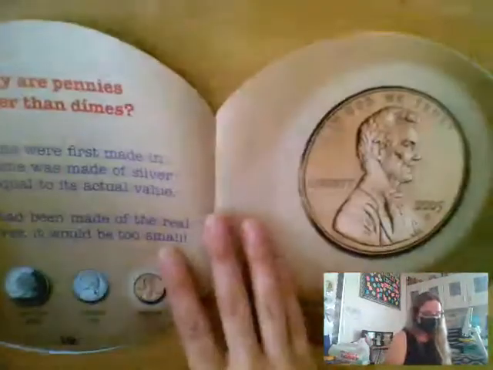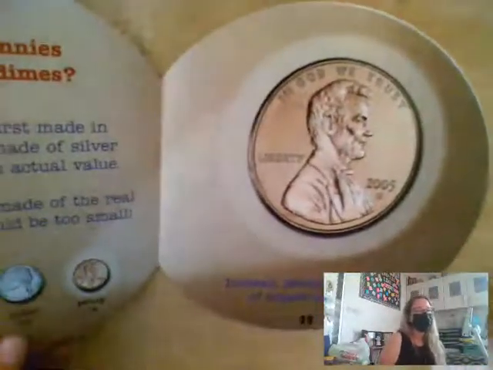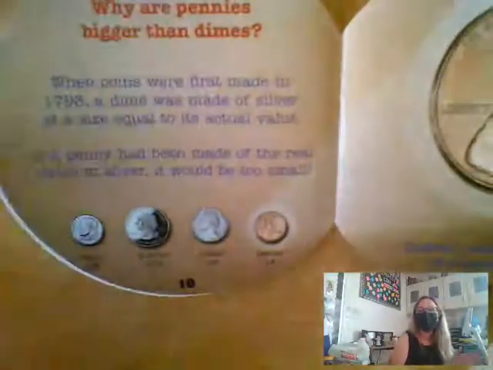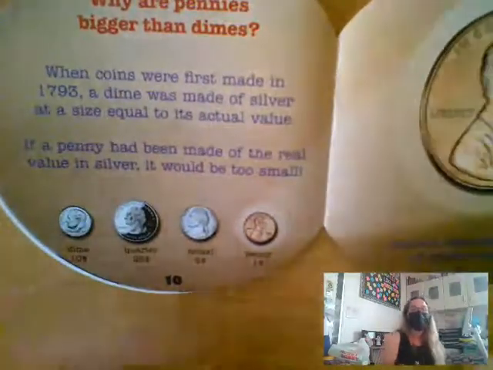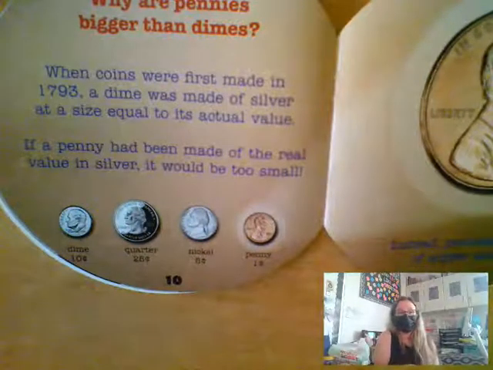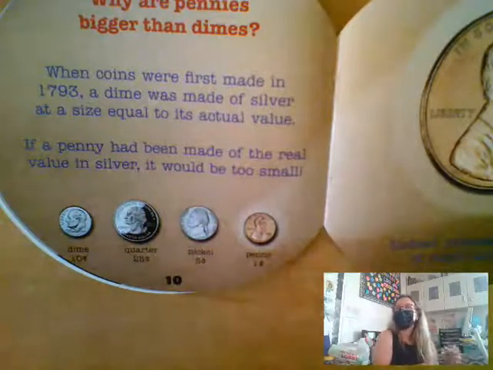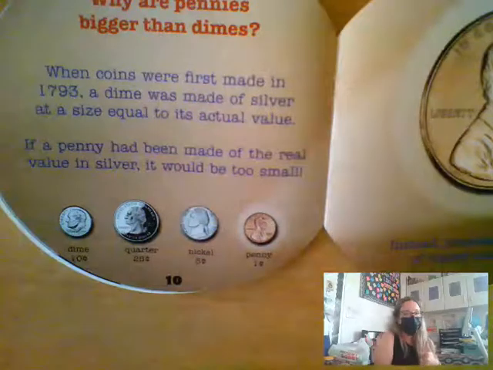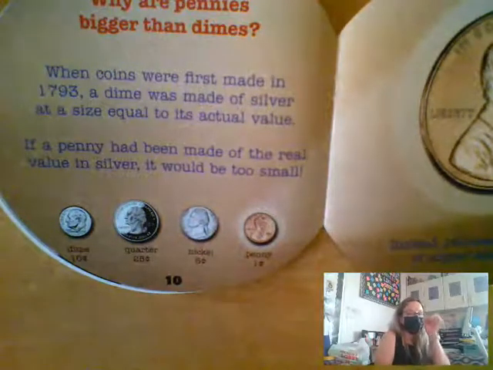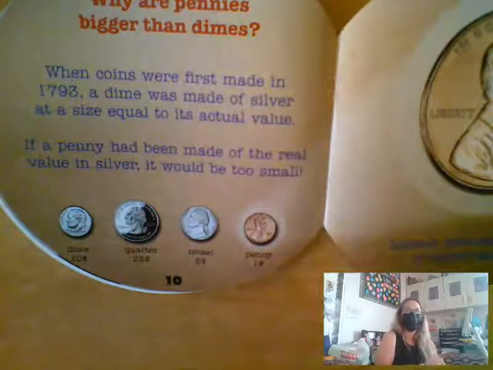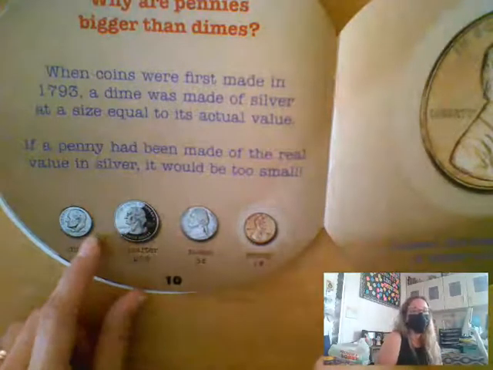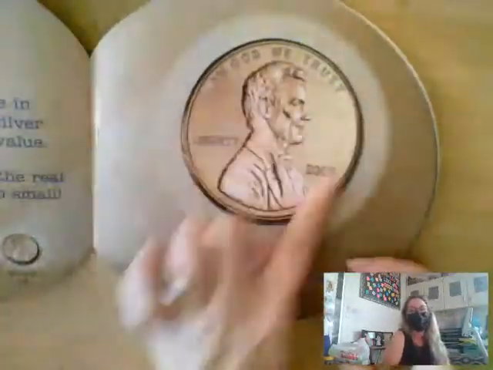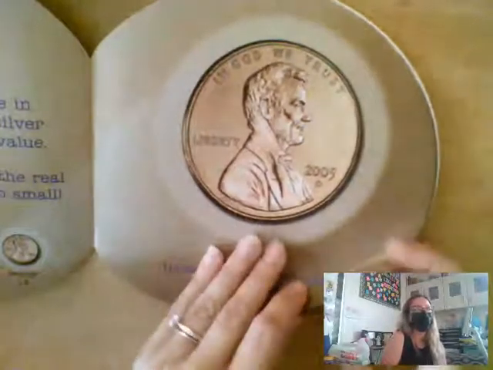Why are pennies bigger than dimes? That's a great question. You know, the dime is the tiniest coin. So when coins were first made in 1793, a dime was made of silver, and it was made the size of its actual value. So it was worth 10 cents in silver. But if a penny had been made its real value in silver, it would have been way too small. And they didn't want anything smaller than that, because it would have been 1/10 the size of a dime. So instead, pennies were made with copper or zinc, and that's why they're bigger than the dime.